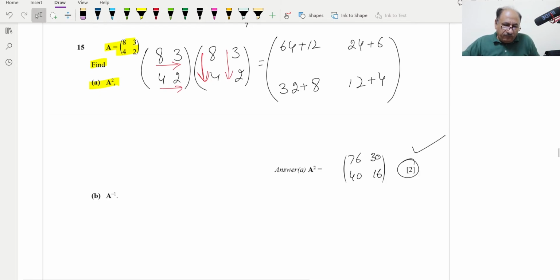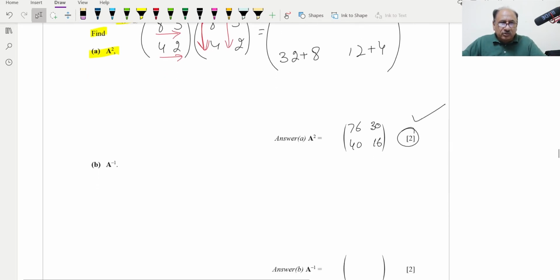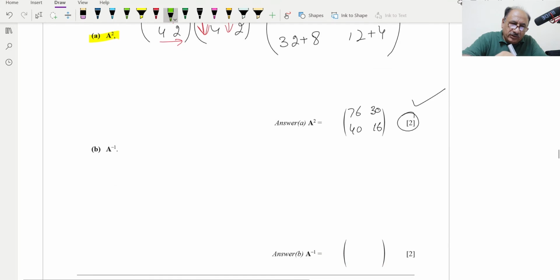Then we have to find A inverse. For A inverse we need to find the adjoint of A over mod A, so we can write A inverse is equal to adjoint of A over mod A.